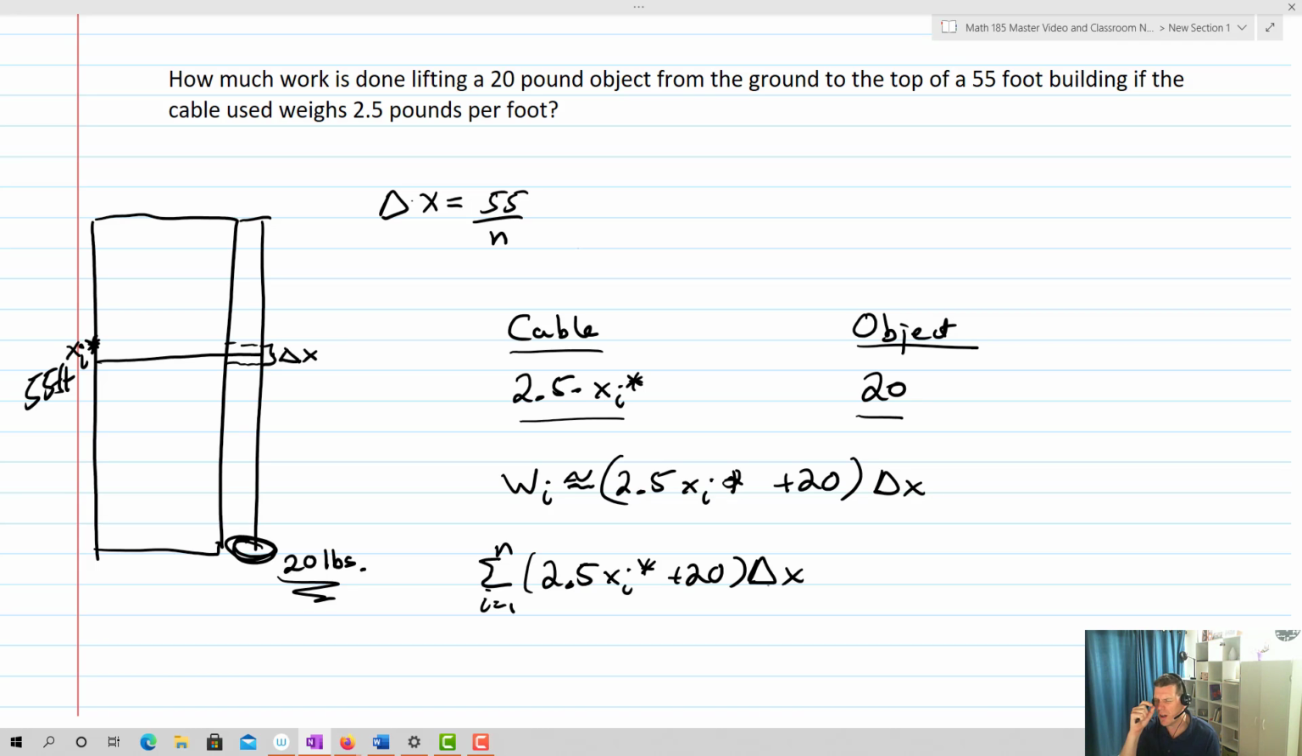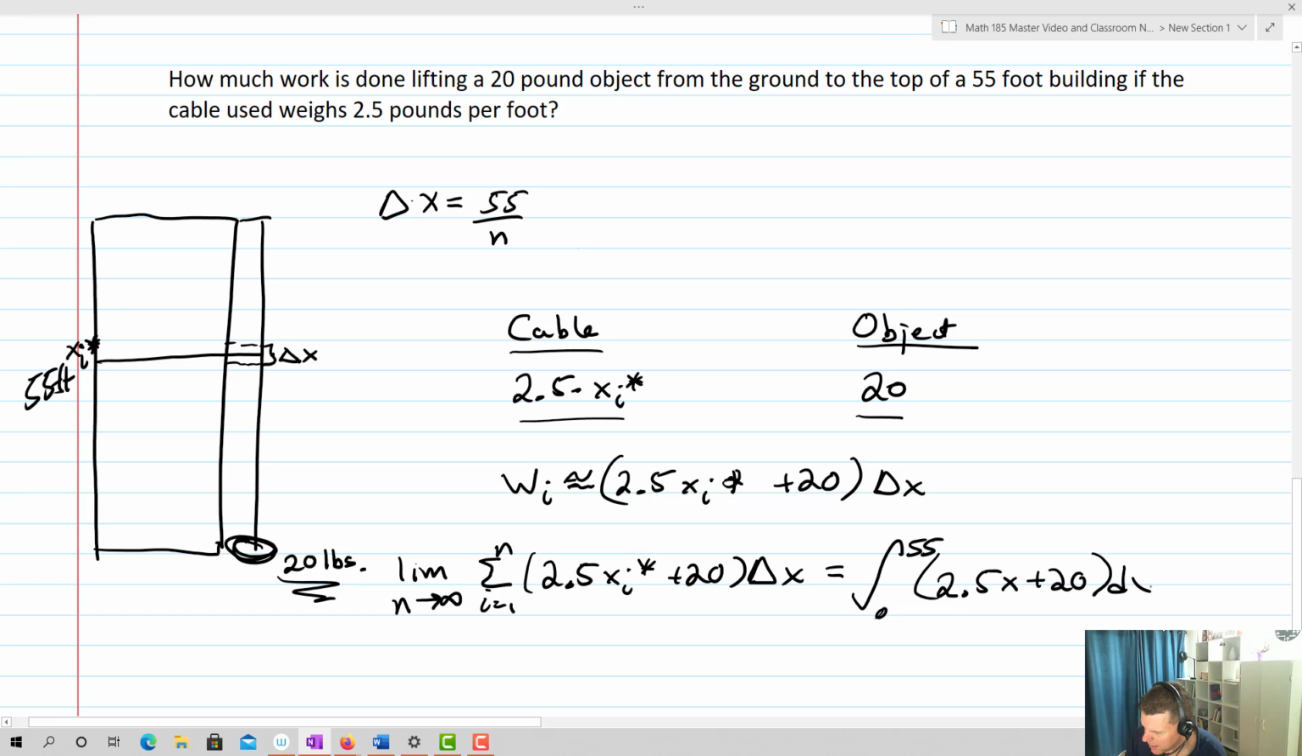And what we'll then do is we will take the limit as n goes to infinity. So we'll make each one of those intervals very, very small, tiny, to go from an approximation to the actual value of the work. So when we take that limit as n approaches infinity, that's going to give me my integral. And so that's going to go from 0 to 55, because that's from the bottom of the building to the top of the building. And that'll give me 2.5x plus 20 dx.